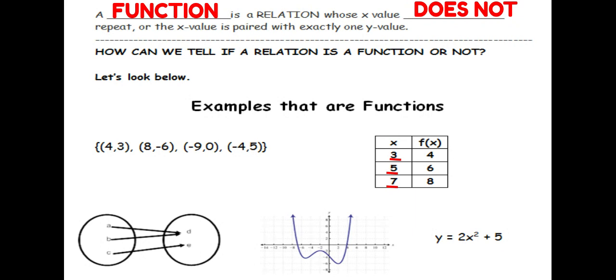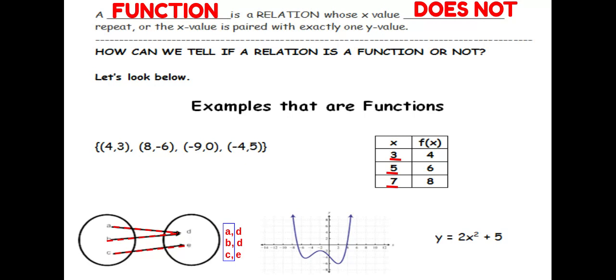The next one is the map below. I can't move my cursor, but please follow along as I go along the map. If you notice, A maps to D, B maps to D, C maps to D. None of the letters in the x column repeat. They're A, B, and C. They're different elements. Therefore, this represents a function.